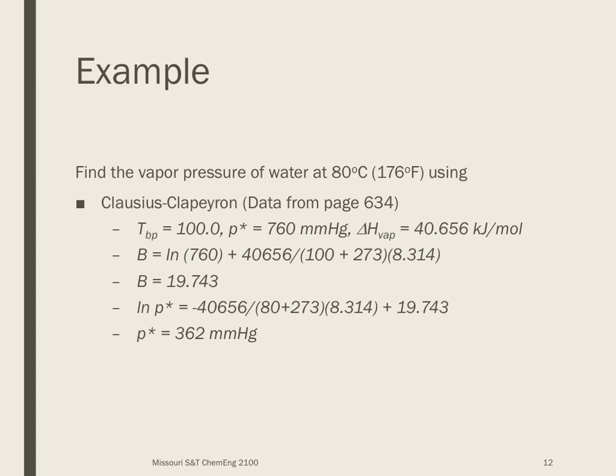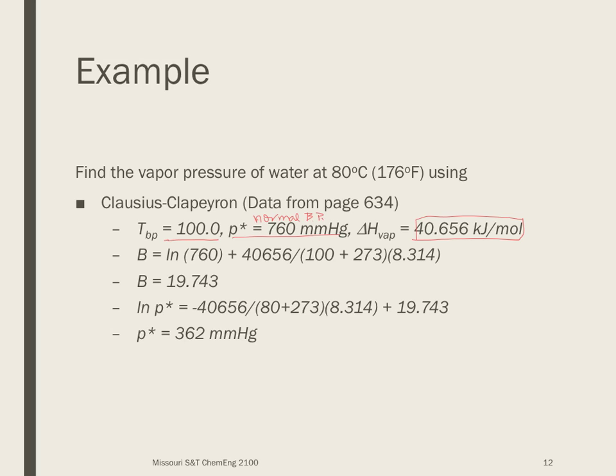If we were to use the Clausius-Clapeyron, this is probably the hardest of these to use. I need to know what the heat of vaporization is. If you look in the data table for water, at the normal boiling point, the temperature is 100, P star is 760 millimeters of mercury. That's because it is the normal boiling point. And the heat of vaporization at that point is 40.656 kilojoules per mole. For most chemicals, that would be the way that you would need to do it. So I'm choosing to use this.